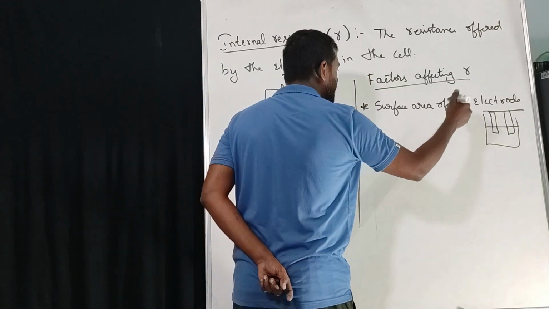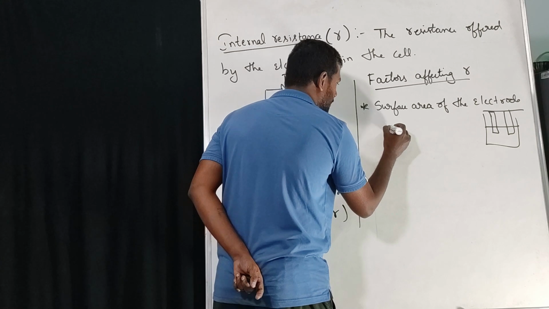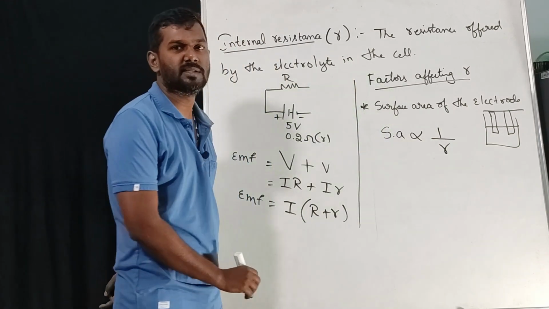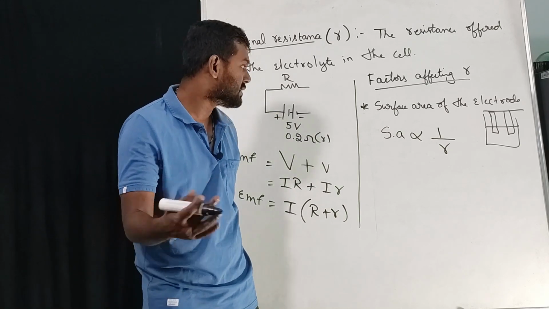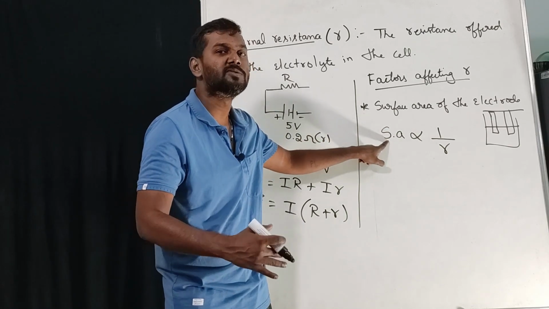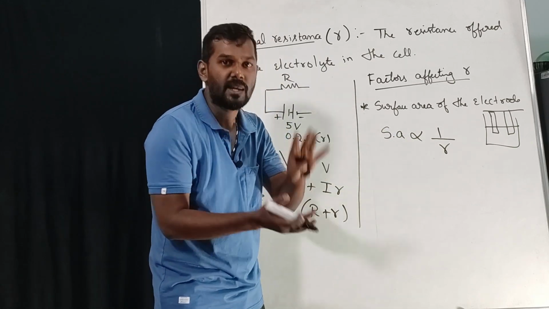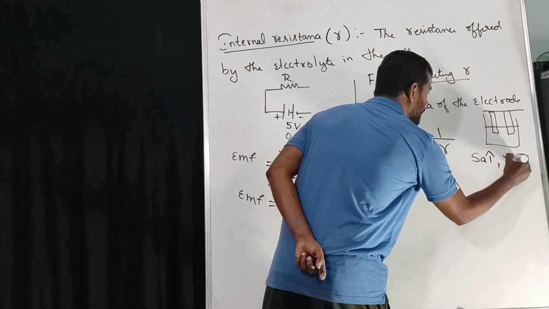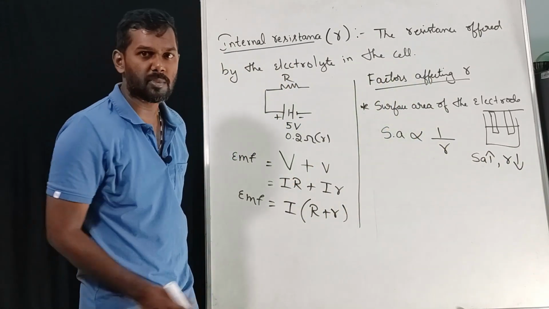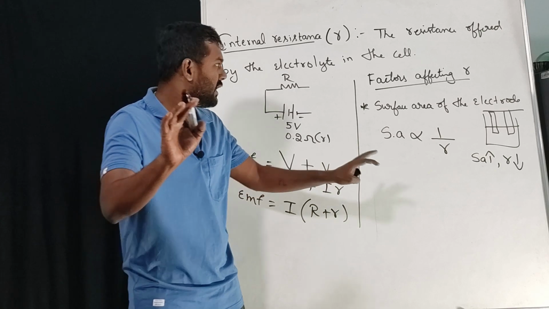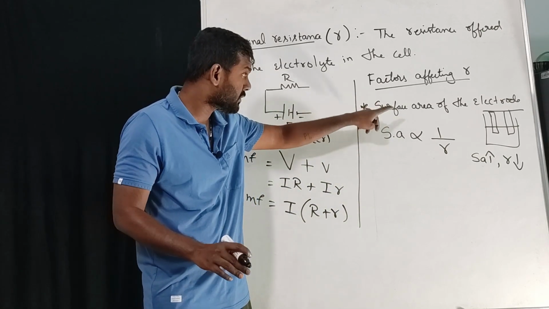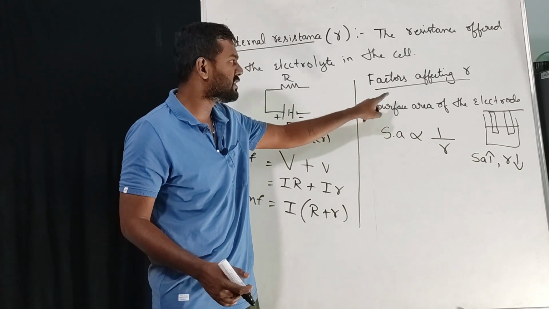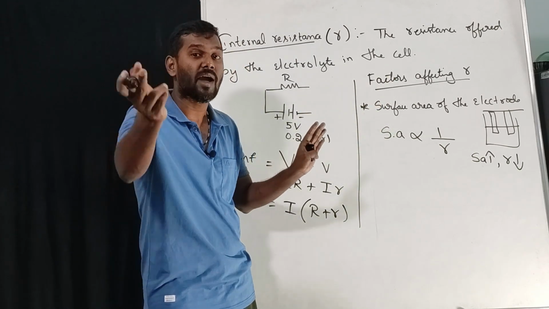If the surface area is more, see, surface area is inversely proportional to resistance. That means if the surface area is more, internal resistance will be less. You understood? If the surface area is more, internal resistance will be less. They are inversely proportional. In the exam, if they are asking just to state the factor, this is what you are going to write: surface area of the electrode. That's it. State the factors.